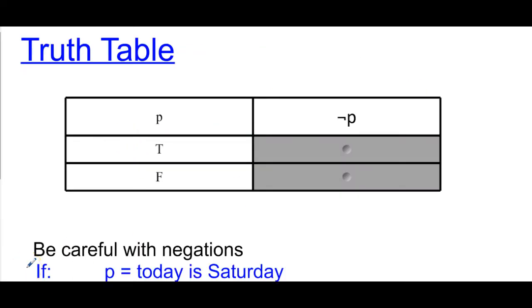Truth value tables, I need you guys to copy this down. If you need to pause it, go ahead and pause it, but leave 2 blank spaces here, all right? So for the truth table, not P is basically the opposite. So if P were true, then not P would be false, right?